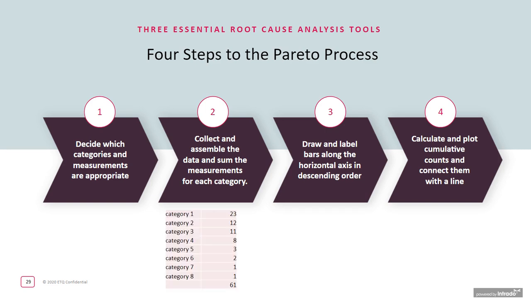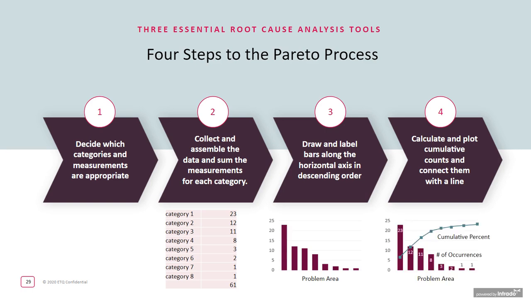So this shows some examples of how to do that. You would literally collect your data, the frequency based on a certain category that you choose to evaluate. And then you would draw the lines in bars in descending order. And then you would finally draw the line on top with the cumulative result.